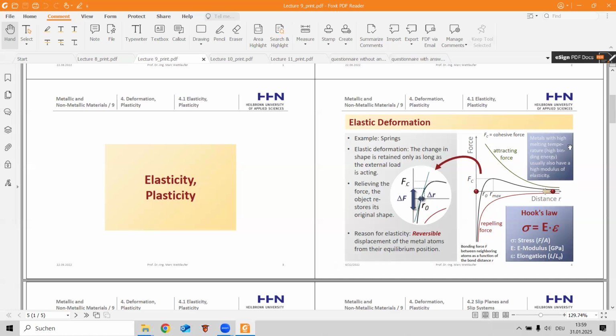Metals with high melting temperature and high binding energy also usually have high elasticity. Hooke's law: stress, which is force F divided by area, is equal to Young's modulus in gigapascals times elongation, which is the change in length divided by initial length.